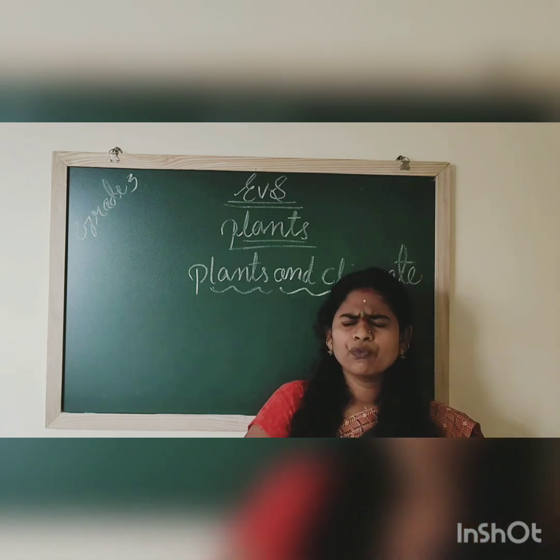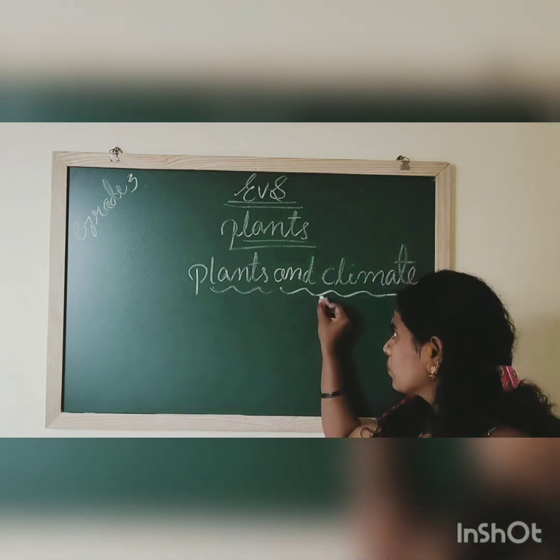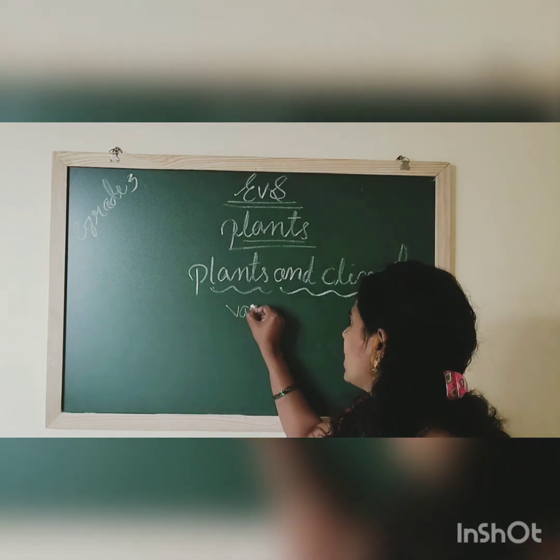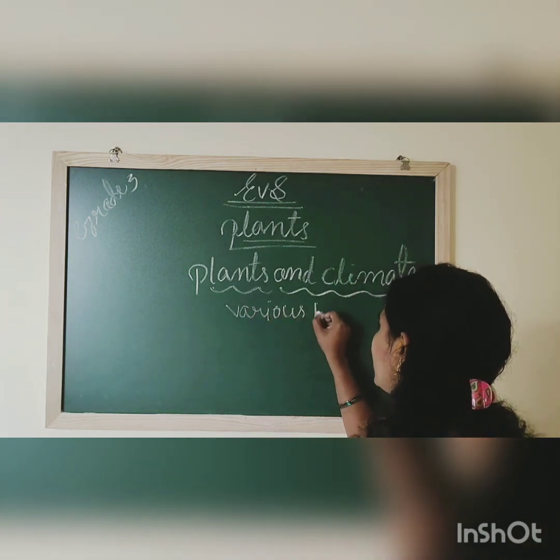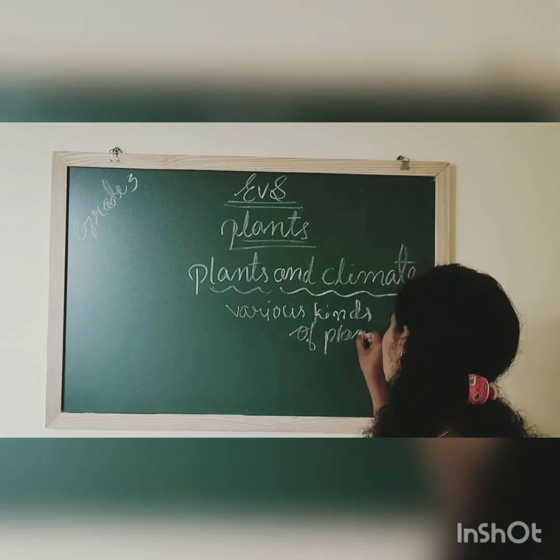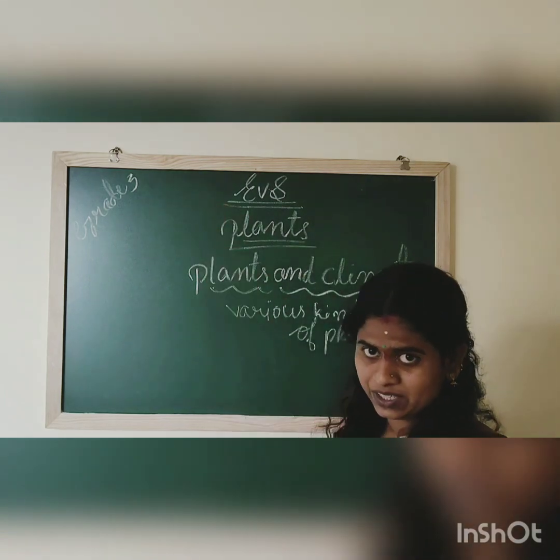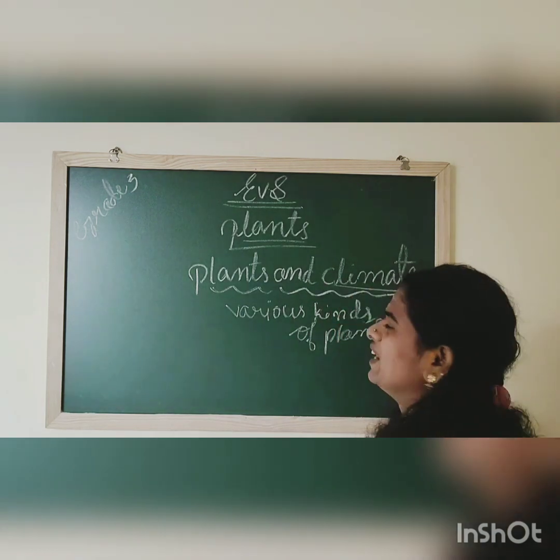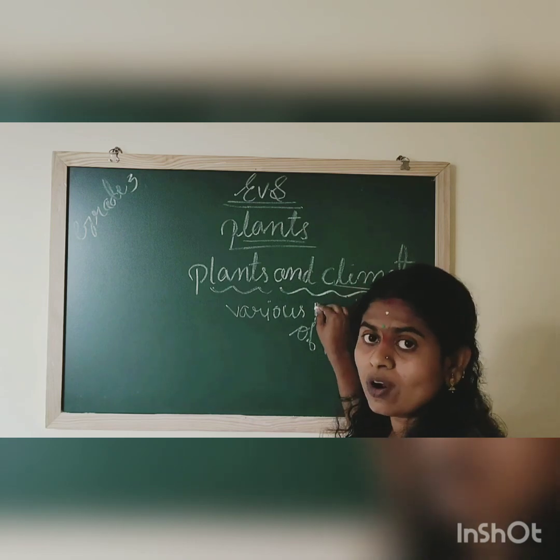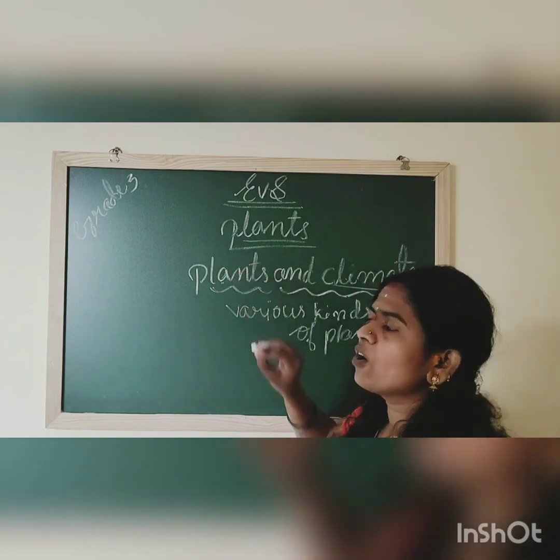There are various kinds of plants growing. For growing plants, climate is very important. These various plants are not found in all kinds of regions due to the climate. The climate, also called weather, includes rainfall, temperature, and soil. These factors influence the growing of plants.